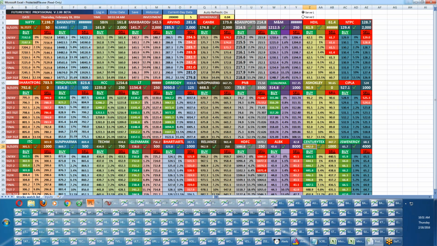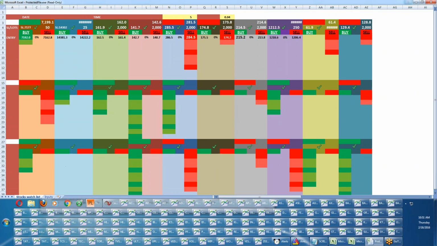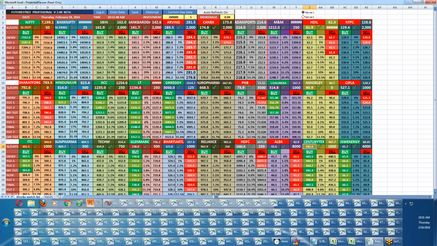So if you just calculate the profit in Jindal, L&T, and Dr. Reddy, I'll just give you an idea. 730 was the entry for Glenmark. Now it is at 756. So that's up by 26 rupees, and 500 is the lot size. So that will give you a profit of around 13,000 rupees in Glenmark itself.